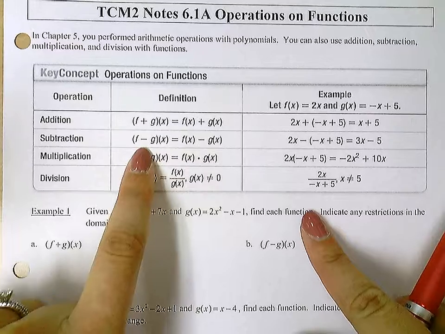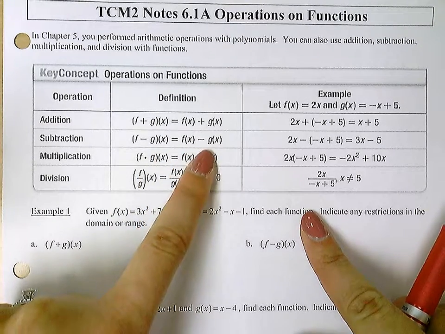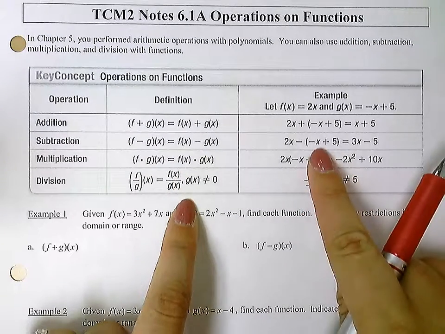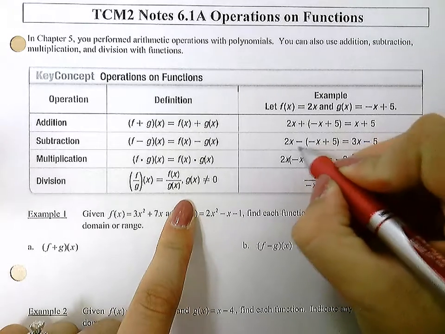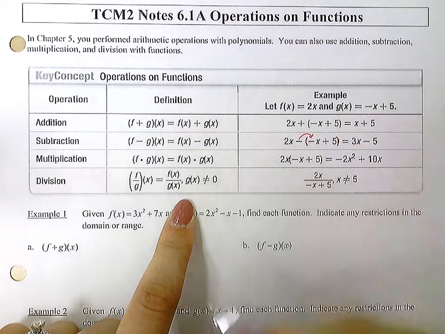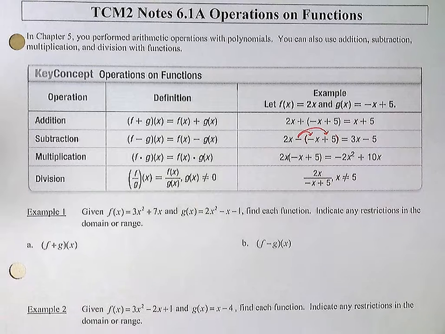Subtraction is f minus g of x. So you take f of x, subtract g of x. Okay, so for that one, make sure you are writing that g of x in parentheses. Since you're subtracting here, you have to distribute that negative to both numbers when you're combining them.